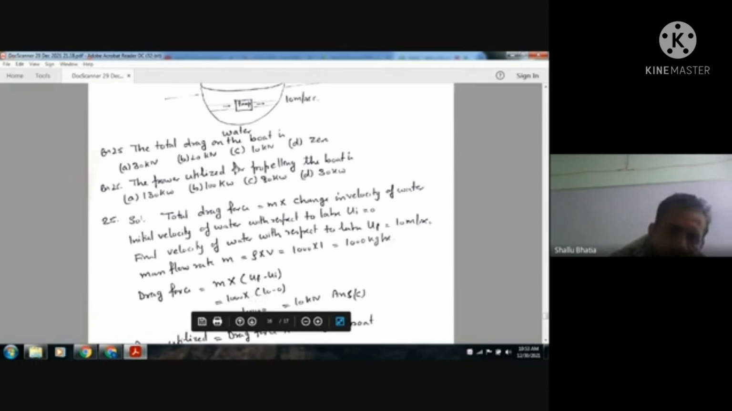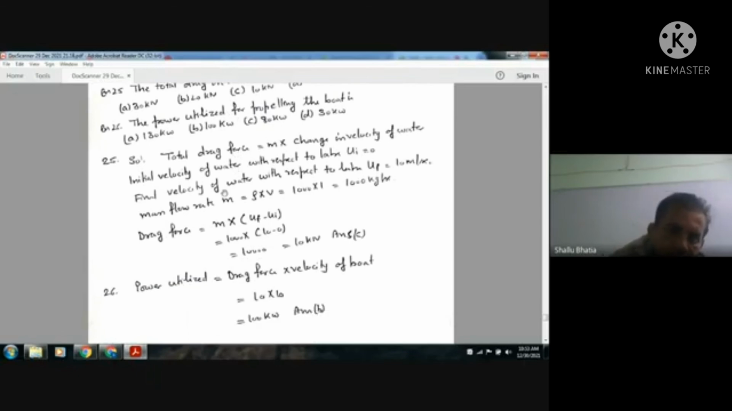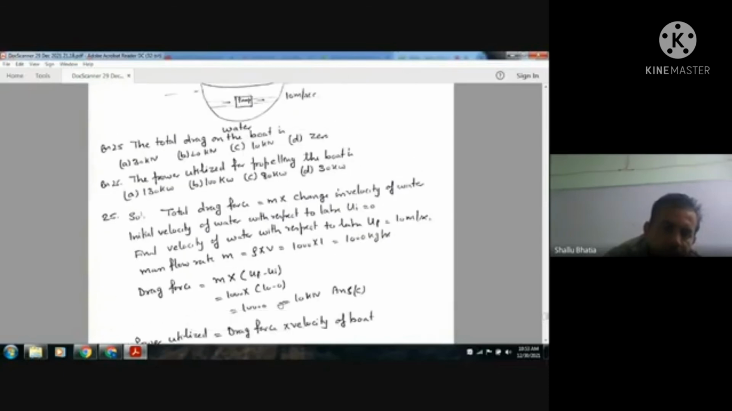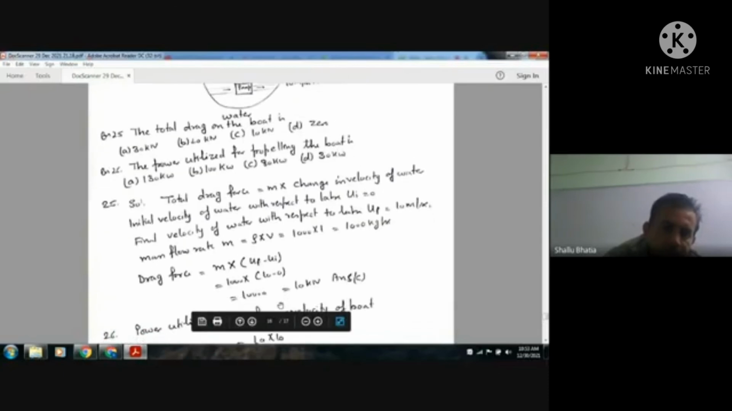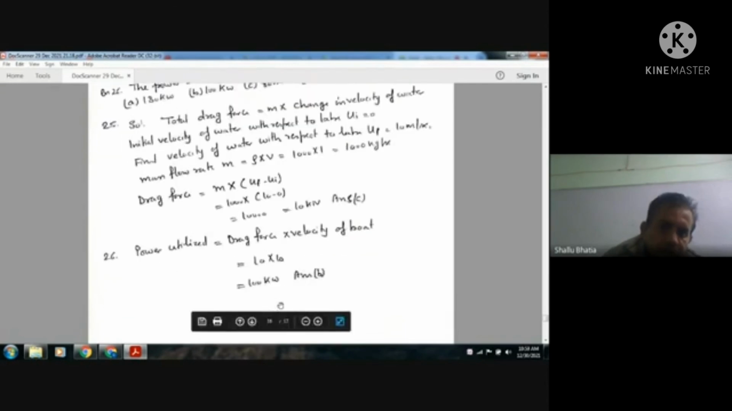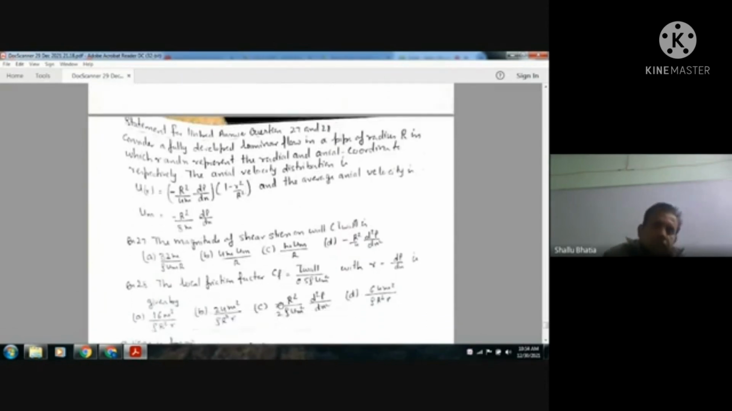And the power utilized to propel the boat is the drag force into the velocity of the boat. The drag force is 10 kilonewtons and the velocity is 10, so the answer is 100 kilowatts. So for the first part the answer is 10, and for the second part the answer is 100 kilowatts. Okay. Next, question number 27, question number 28.